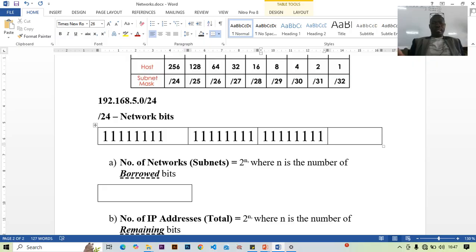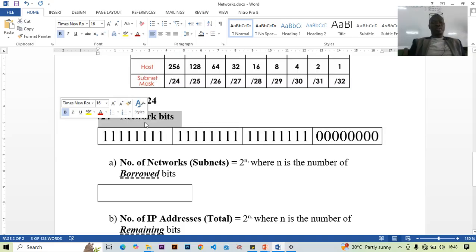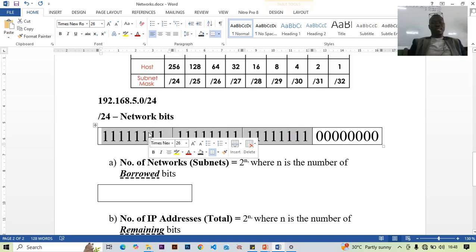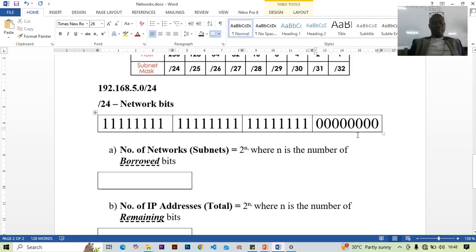Because a network ID should be able to have 32 bits, the rest will be zeros, because the network bits are only 24, and so the host bits will only be 8, and they will be zeros: 1, 2, 3, 4, 5, 6, 7, 8. So now here we have our representation of these 24 network bits, which is these first 3 octets, and then the remaining ones are the host bits.